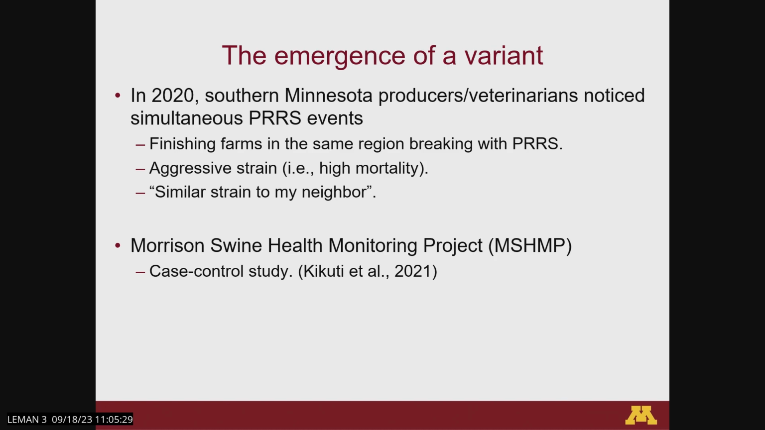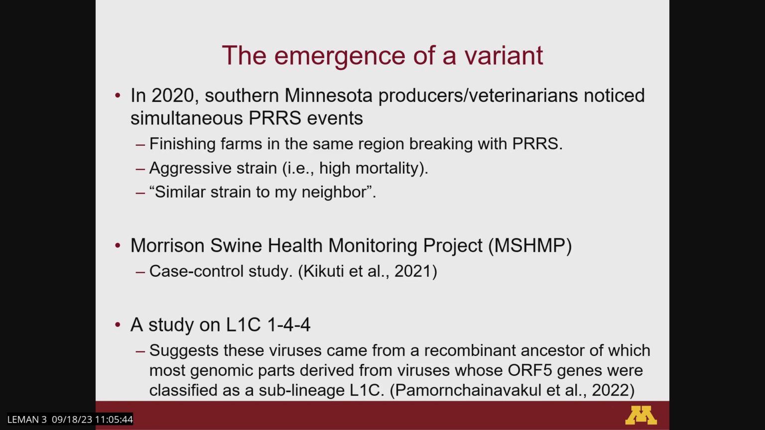So through the Morrison Swine Health Monitoring Project, a case control study began. And through this study, it was determined that the cause of this event was this variant of the L1C144. Another study conducted with this specific virus also suggests that it came from a recombination, as we saw from the last speaker, from a lineage 1 sublineage C in the R5 sequence.